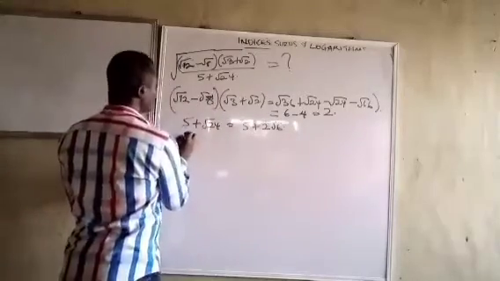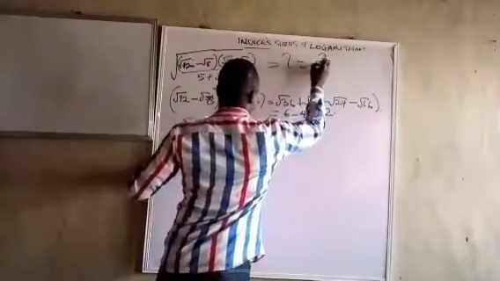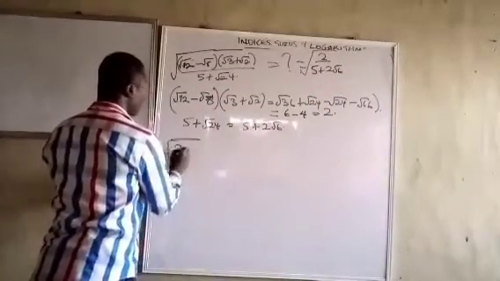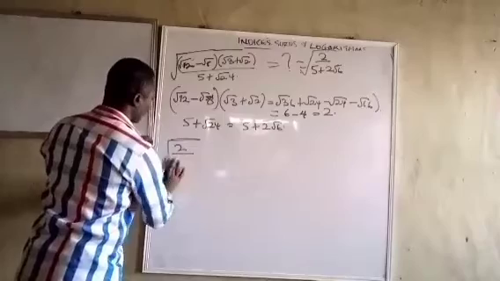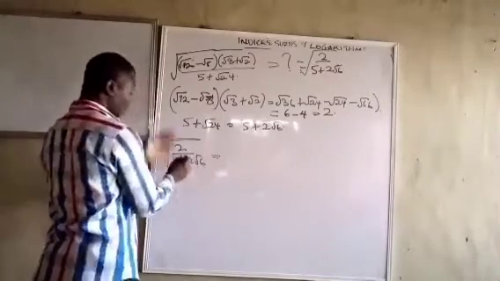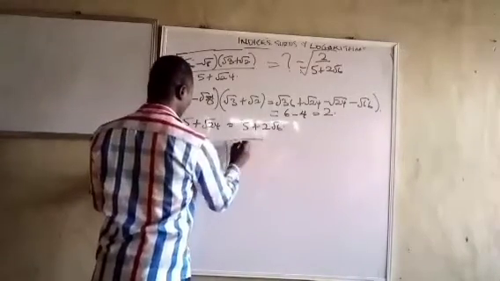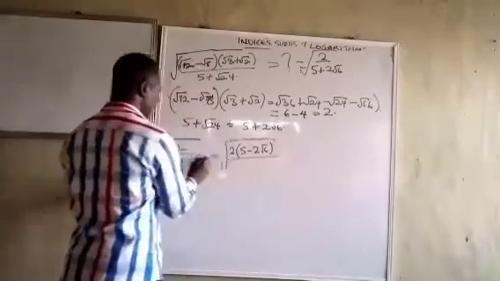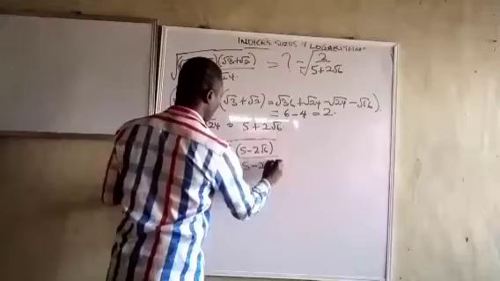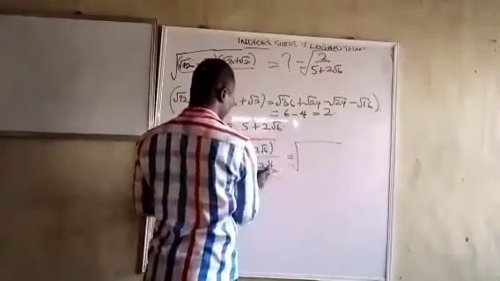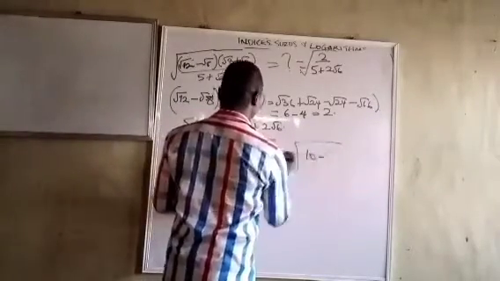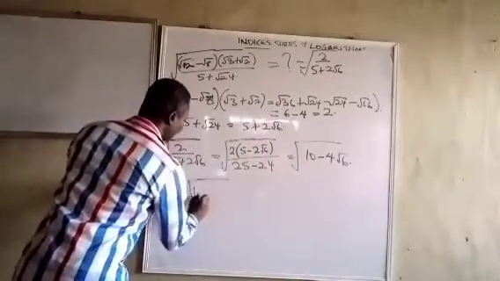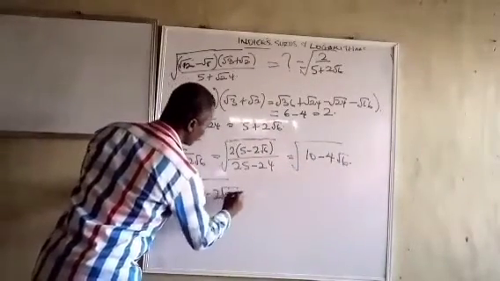Now this one becomes square root of 2 over 5 plus 2 root 6. So that gives us 2 into 5 minus 2 root 6 over 25 minus 24. And that is, under the square root, this one is 1, 10 minus 4 root 6. And that will be equal to root of 10 minus 2 root 24.